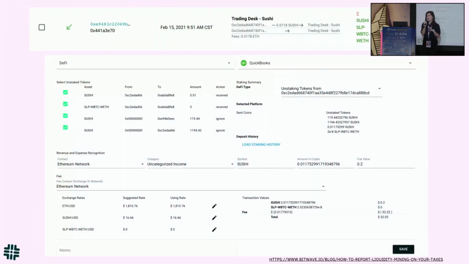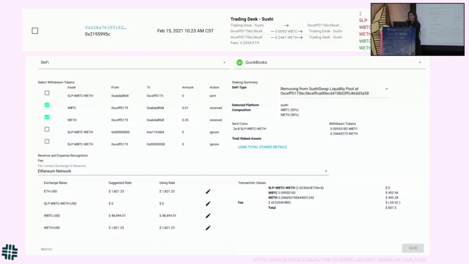Step 3, I'm earning sushi rewards because I'm yield farming right now, basically. And so I've unstaked my SLP token, and at the same time, I've gotten some sushi rewards. Cool thing about Bitwave is that you can actually categorize your sushi rewards immediately within the UI. Basically, the rule of thumb is that anytime you're earning new tokens through any sort of liquidity providing, they're like LP rewards. Those are taxable as ordinary income, and I can just call it income, call the sushi income right in the UI.